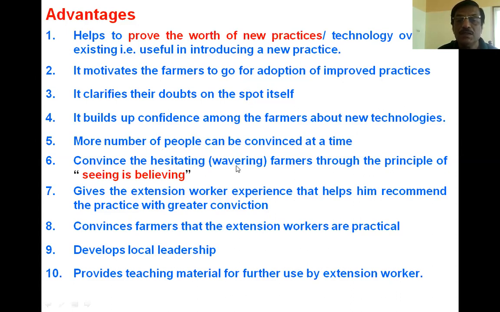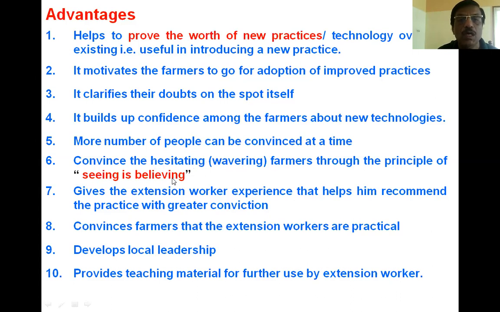Some farmers have not yet decided about the adoption of such technologies. Such farmers can be educated and convinced. You can convince the hesitating or wavering farmers, who cannot decide about adopting the technology, through the principle of seeing and believing.